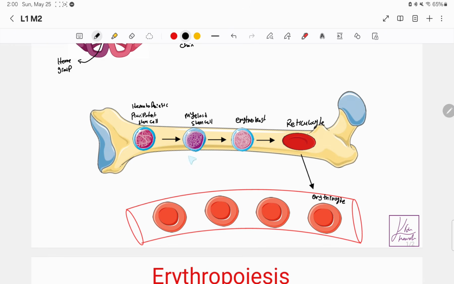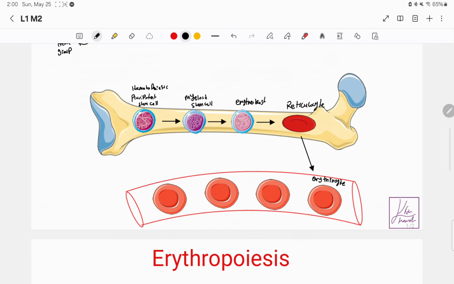But there are different differentiation pathways for different blood cells, all right? That's important to remember. Now, if you're really curious, we actually did skip a couple of important steps just for the sake of simplifying the video, okay?